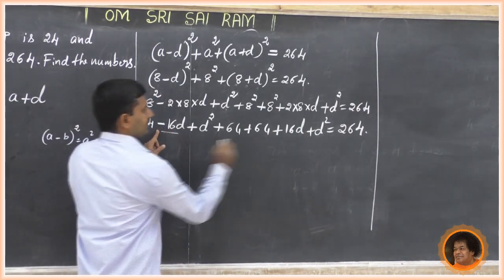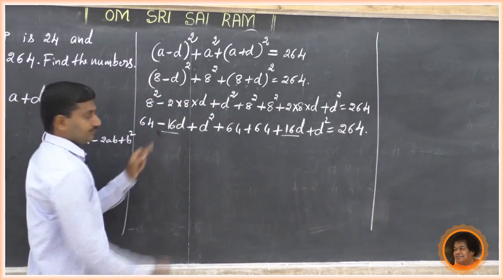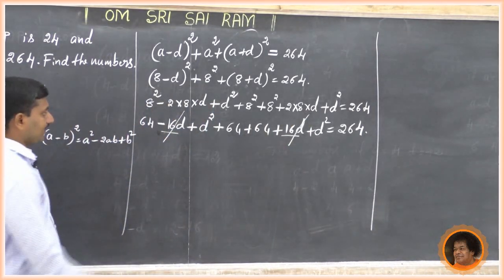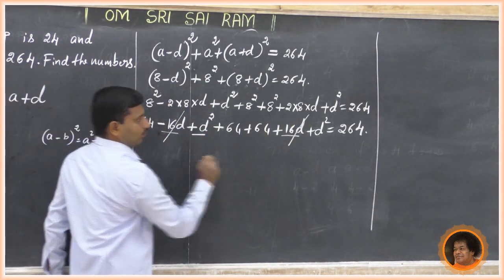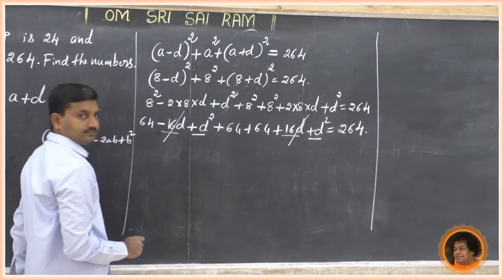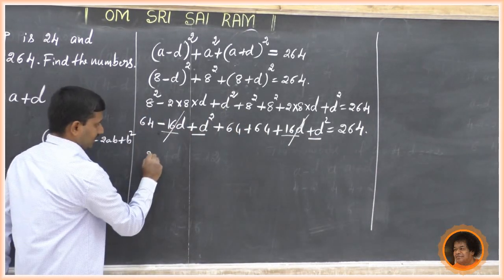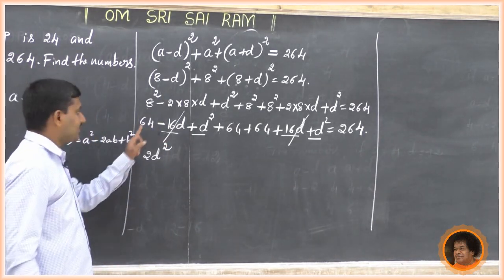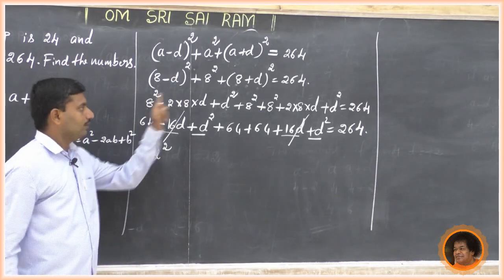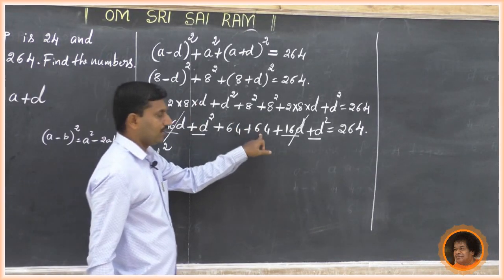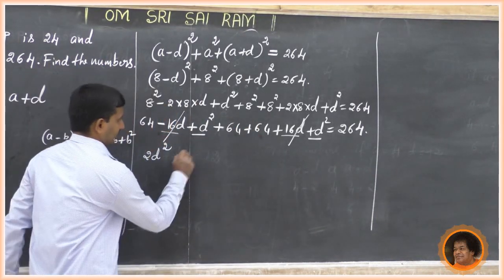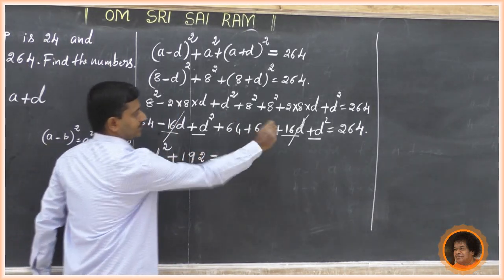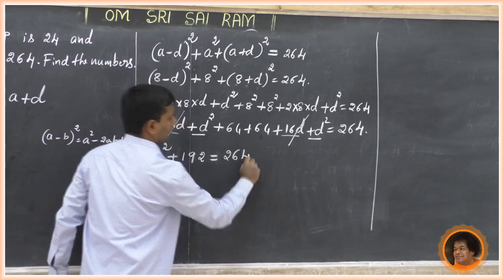Minus 16d plus 16d, that is 0. Now the like terms: d square plus d square, that is 2d square, and the constant terms 64 plus 64 plus 64, so their sum is 192, which is equal to 264.